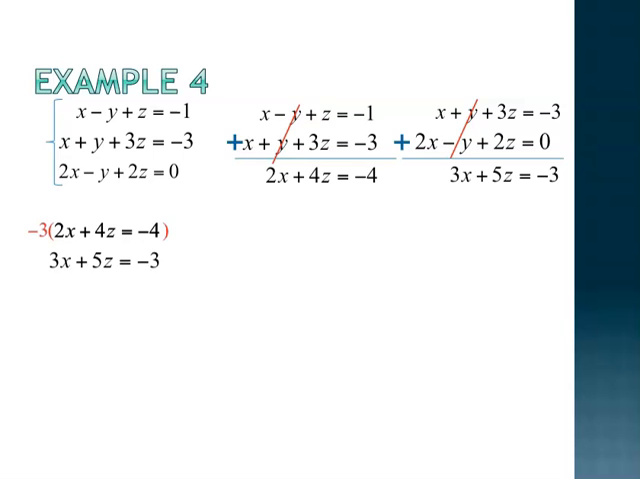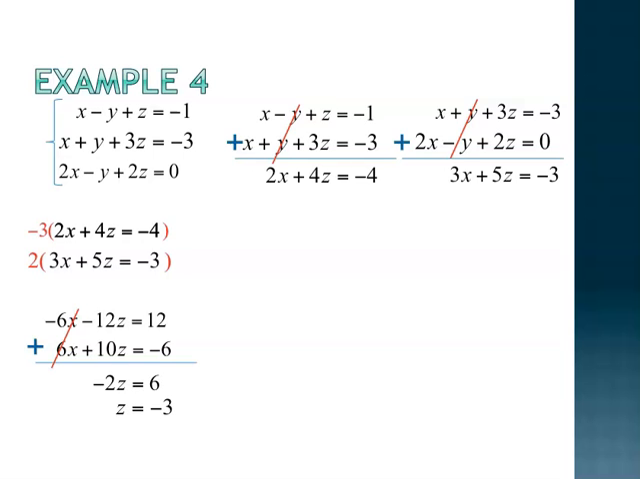Now I'm going to have to multiply the top equation by negative 3 and the bottom equation by 2 in order to get a negative 6x and a positive 6x. Once you've done that, we can start eliminating, and that leaves us with negative 2z equals 6, so z is equal to negative 3. Now we found z, now we need to go back and solve for x and for y.